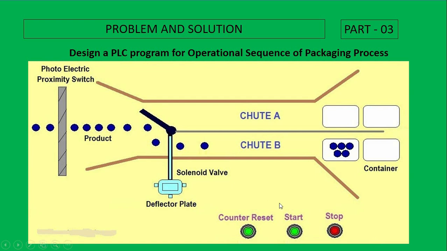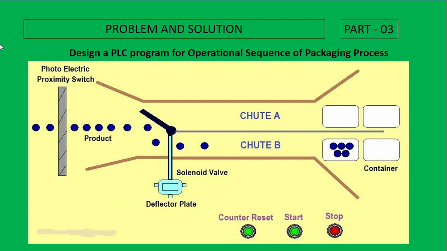Number two, when the product passes through the light beam, it is deflected by the photoelectric proximity sensor and counted by the counter. Number three, when the counter reaches 5, the solenoid operated deflector plate energizes to channel the product from chute A to chute B.